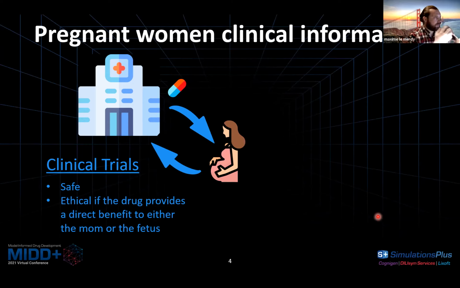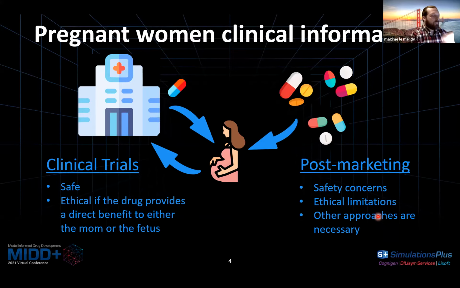You would not try a cancer drug in a woman that would be healthy because that would be unethical for both the mom and the fetus in a clinical trial setting. So if you think about it, there are actually a very small number of drugs that are administered to pregnant women. And just as a reminder, on average, a pregnant woman is taking between 4 and 5 APIs during the course of the pregnancy. But very few are tested in a clinical trial design.